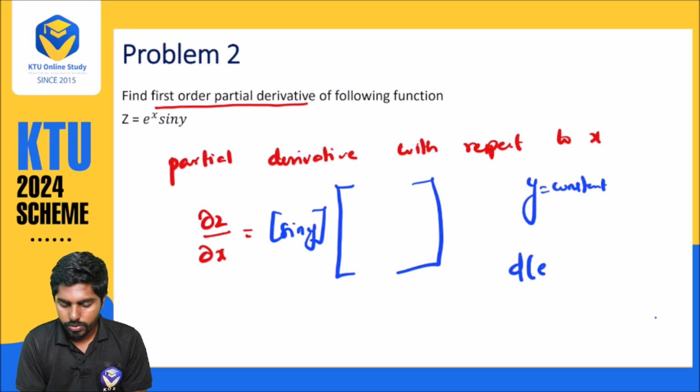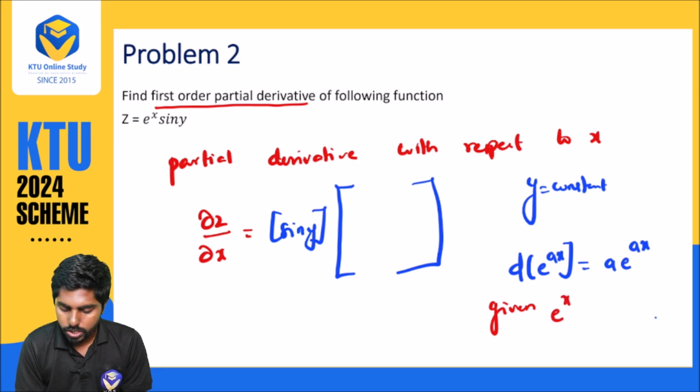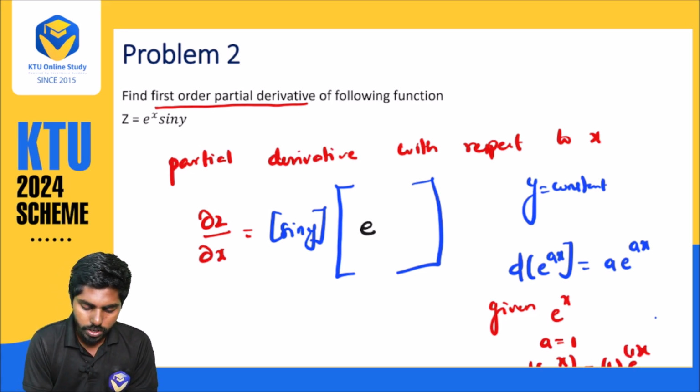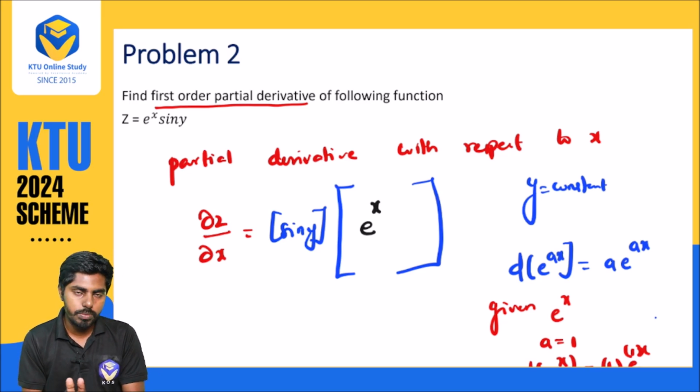Differentiation of e power of ax is a into e power of ax. Here what is given is e power of x, so a is equal to 1. So the differentiation of e power of x is 1 into e power of x. We will be getting e power of x. So this is the partial derivative with respect to x.